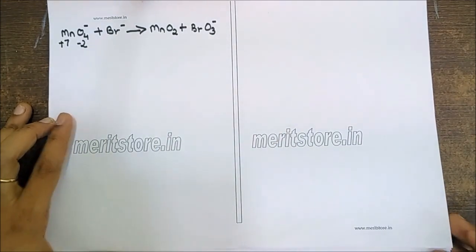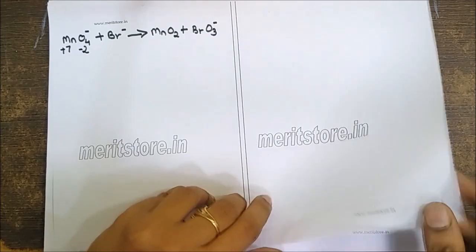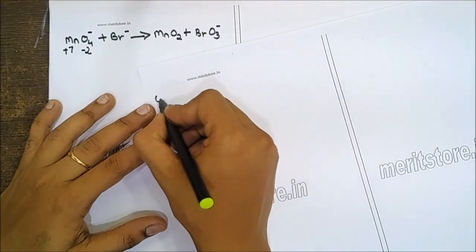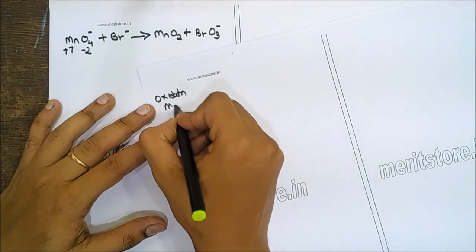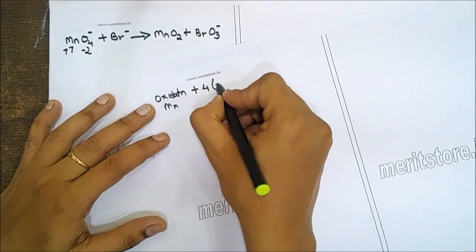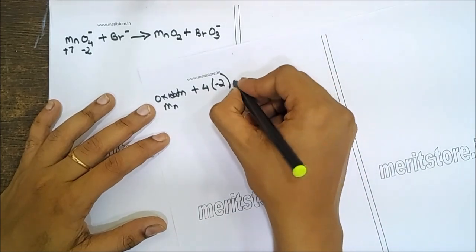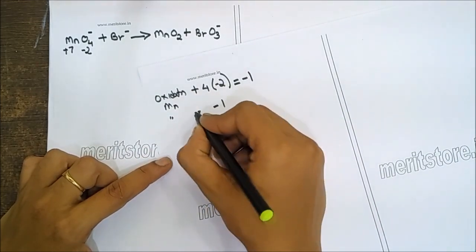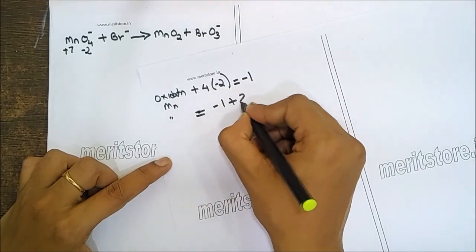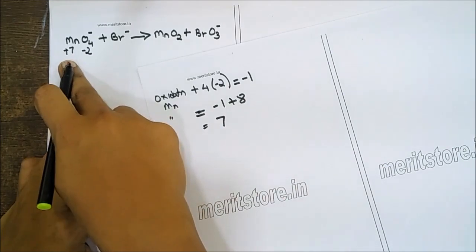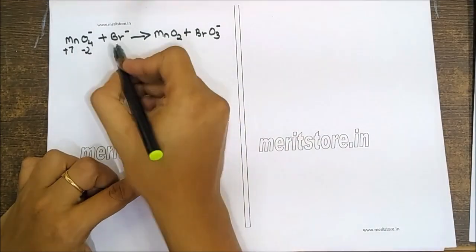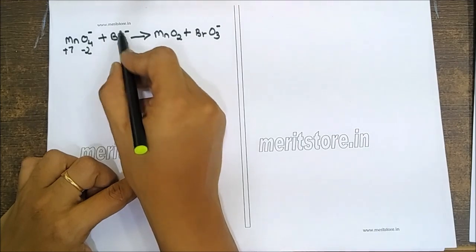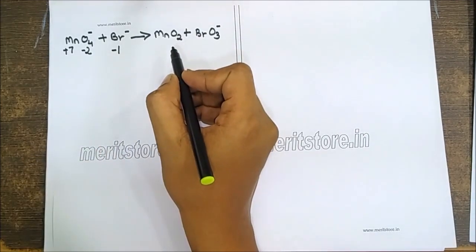Let me explain to you once again. See, it's this way. How did I get it? So the oxidation number of Mn plus, since there are 4 atoms of oxygen, 4 into the oxidation number of oxygen should be equal to the charge carried on it, which is how much? -1. So what would be the oxidation number of manganese? That's -1, and this -8, when it goes to the other side, it becomes +8. So I'm getting 7. Next. The oxidation number of an ion is equal to the charge carried on it. A monoatomic ion, there is only one atom. Okay, so bromine will have an oxidation number of -1.